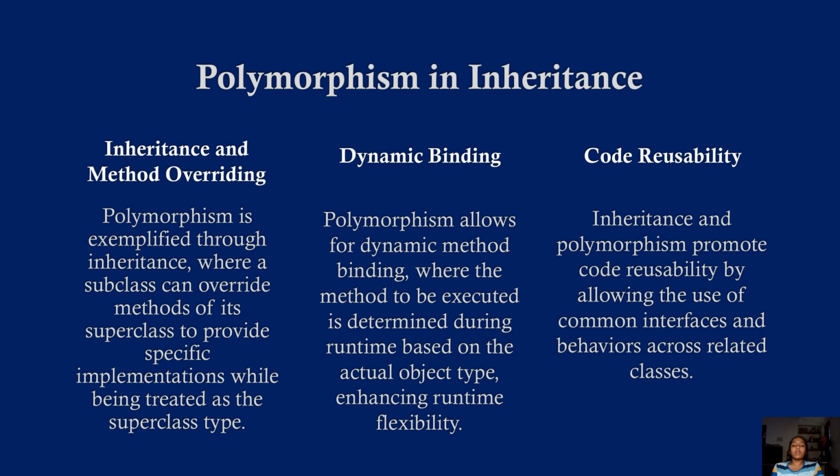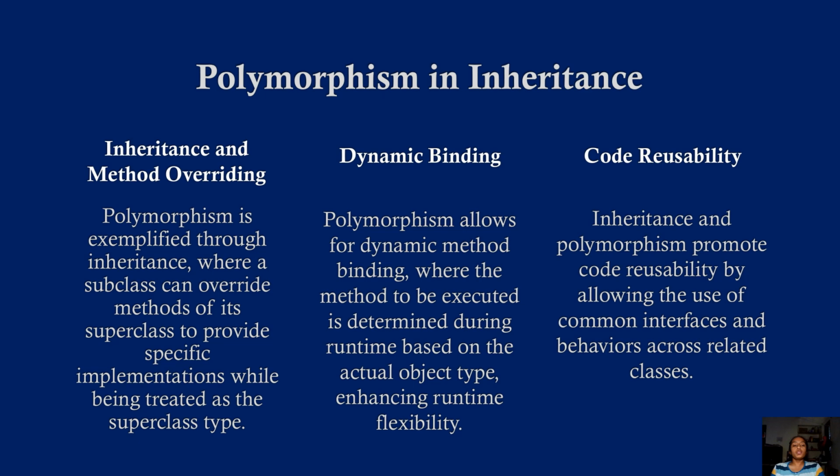Polymorphism allows dynamic method binding, where the method to be executed is determined during the runtime based on the actual object type, and it enhances runtime flexibility. Inheritance and polymorphism promote code reusability by allowing the use of common interfaces and behaviors across related classes. These are the different types of applications of inheritance that we just came through.